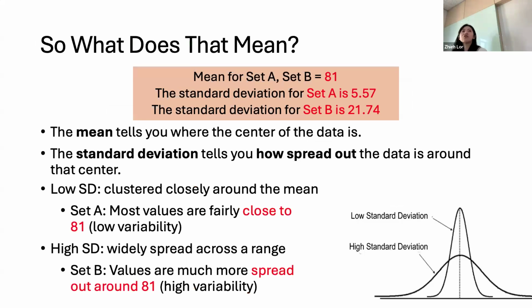Okay, so what does that actually mean here? It means the mean for data set A and B are both 81, right? Everyone, two classes, is on average getting 81, but that's not really the story. Look at the standard deviation: set A is 5.57, set B is bigger, 21.74. The mean score will tell us where the center is, but the standard deviation will tell us how spread out our data is.